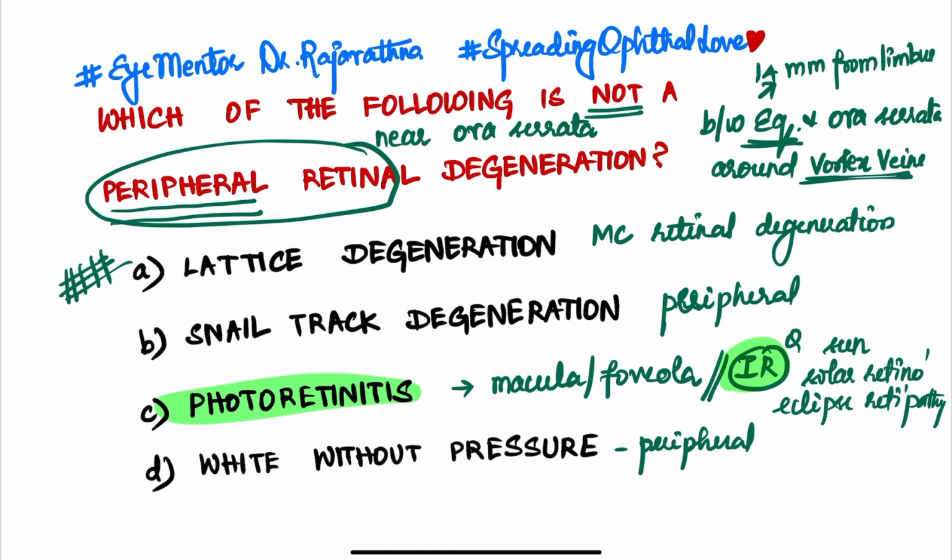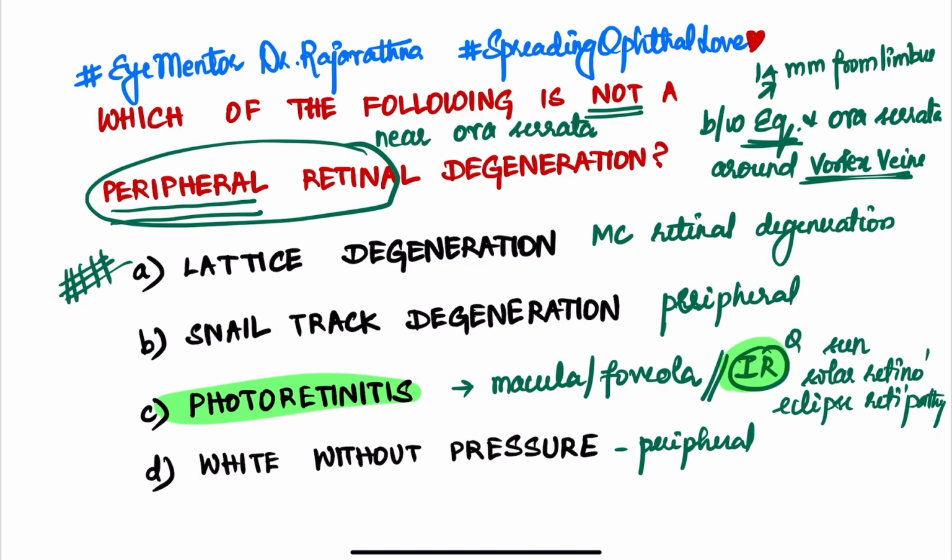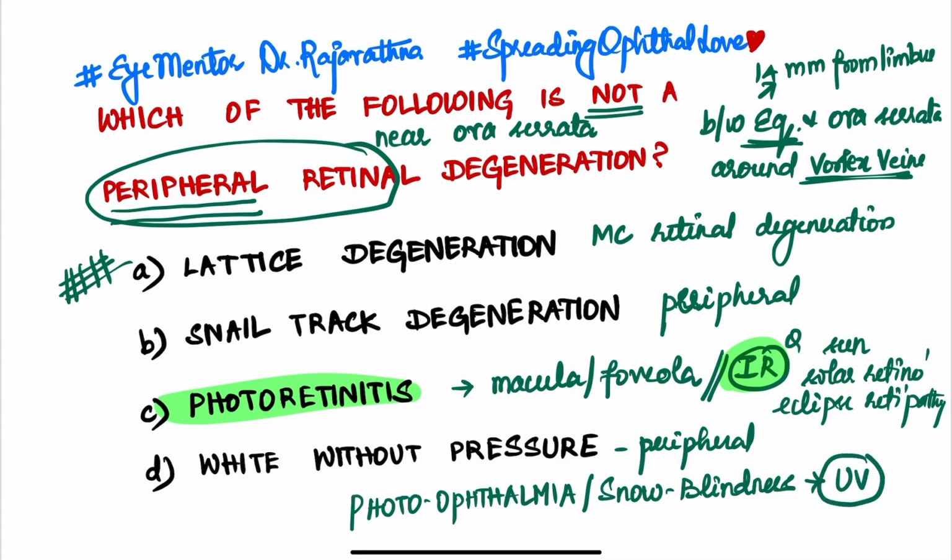All right. So now I also want you to know another condition. What is that other condition? The term called photoophthalmia. Okay, so what is the difference between photoretinitis and photoophthalmia? Photoophthalmia is also called as snow blindness. That means the light that gets reflected from the snow is going to affect the eye. Now this is because of UV. All right. So here you will have corneal burns or corneal epithelial defects. So it doesn't really affect the retina.